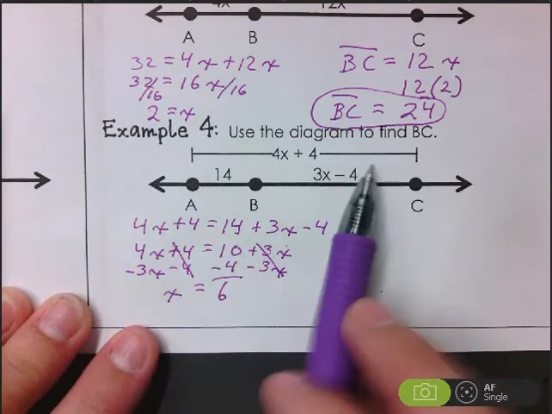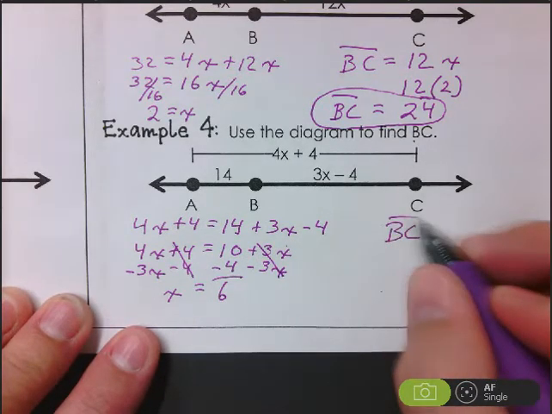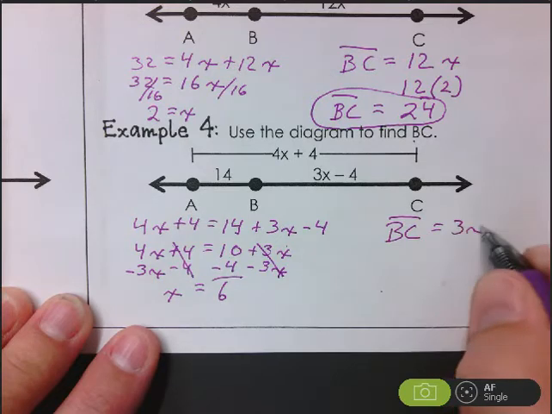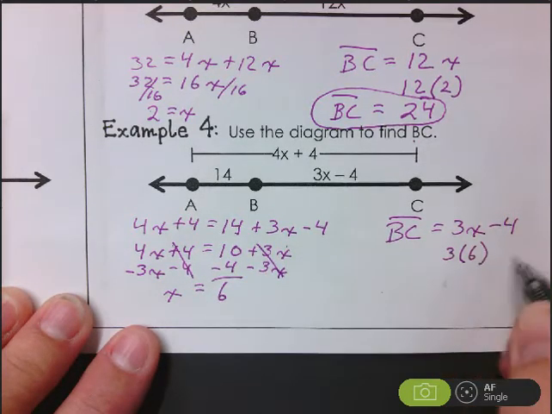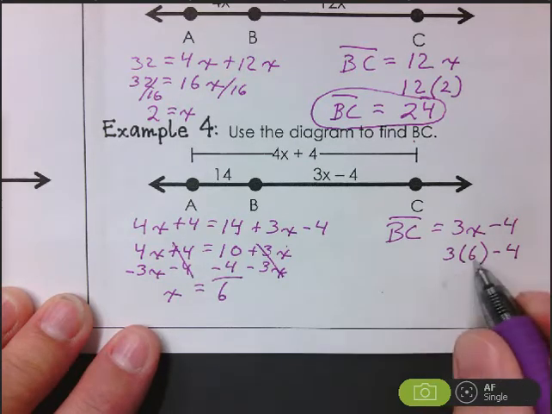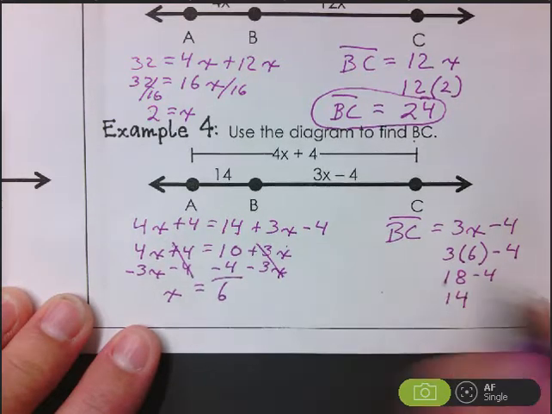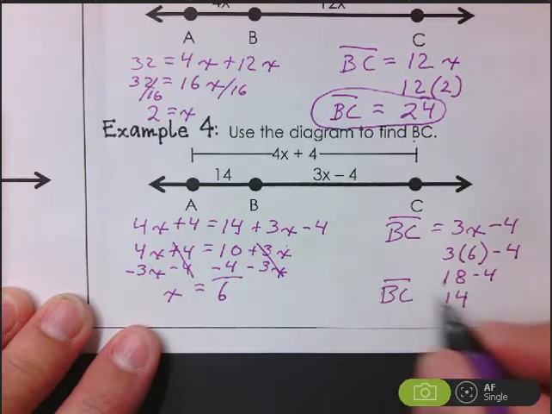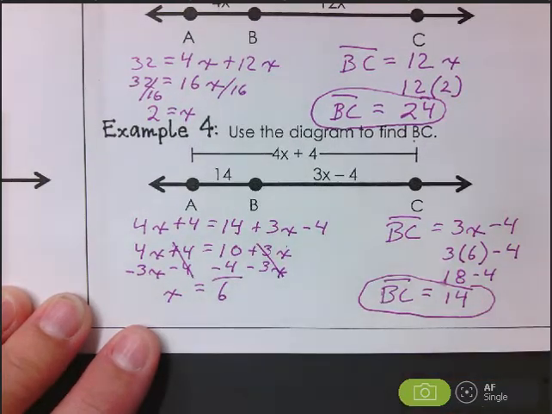But I still have to plug that back in because I want BC. So we said BC equals 3x minus 4. So that's 3 times 6 minus the 4. 3 times 6, I'm going to get 18 minus 4, which is 14. So BC, segment BC equals 14 units long.